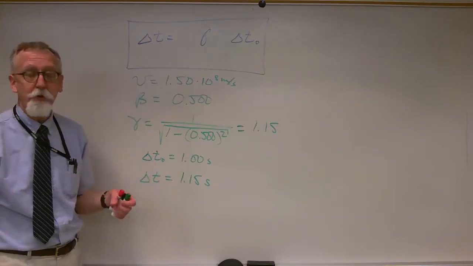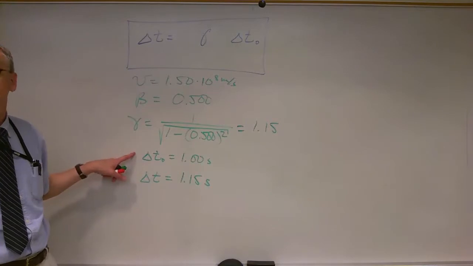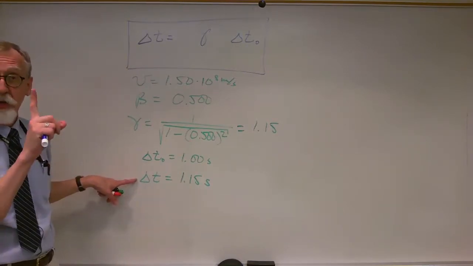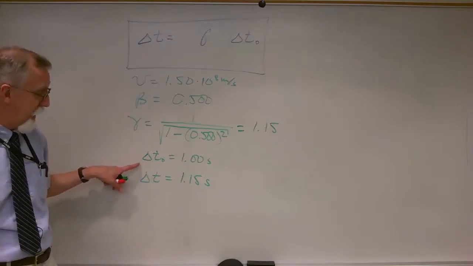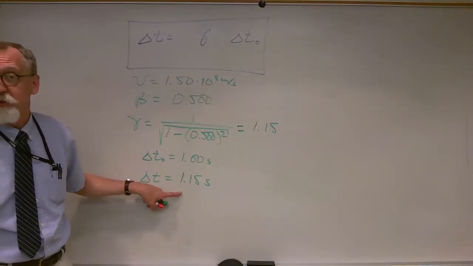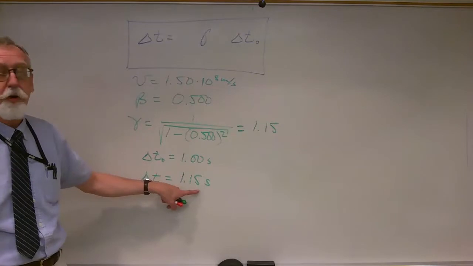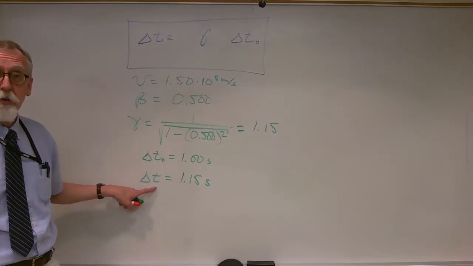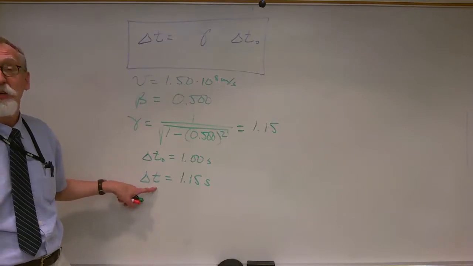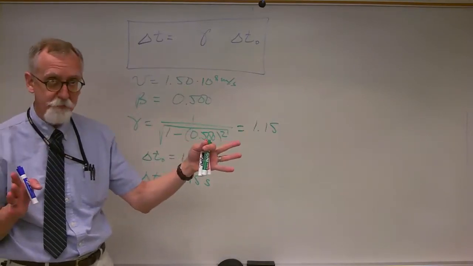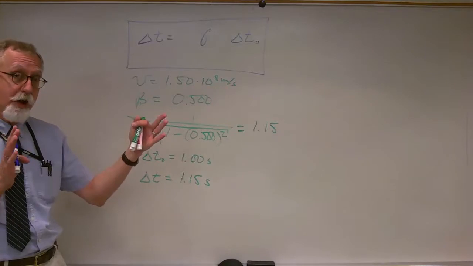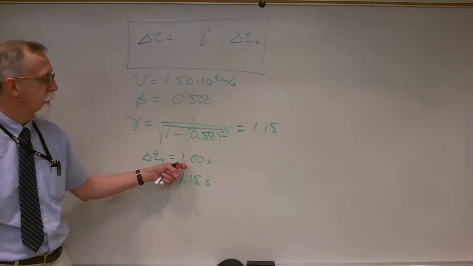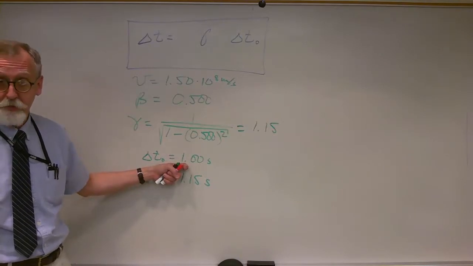Now, what does this mean? If we remember, delta t naught is the time interval as measured by the astronaut. This is the time interval between the ticking of the astronaut's clock as measured by the observer on the Earth, and that is 1.15 seconds. So the observer on the Earth measures the time interval between the same two events that the astronaut is measuring as 1.15 seconds versus 1.00 seconds.